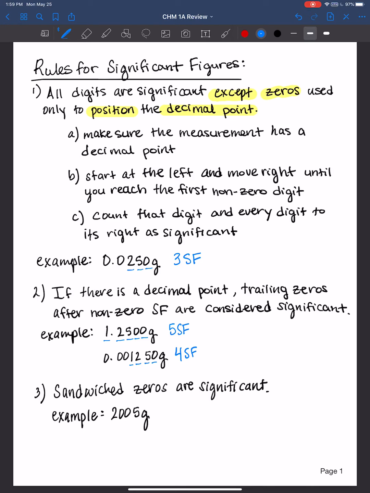The third rule is that sandwiched zeros are significant. So if we start counting here at the left, 1, 2, 3, 4. This is 4 significant figures.